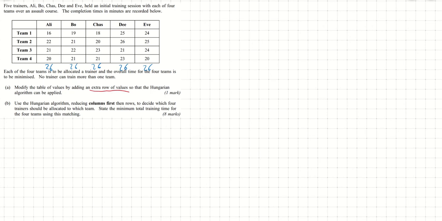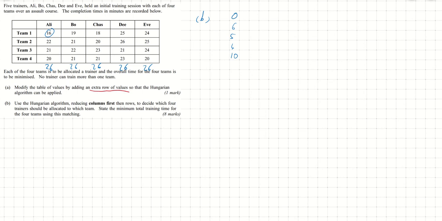Now for part B, we're told to reduce columns first. To reduce columns, in each column we find the smallest number and subtract it from all the other numbers. The smallest number in the first column is 16. So we subtract 16 from 16, we get 0. 16 from 22, we get 6. 16 from 21, we get 5. 20 minus 16 is 4, and 26 minus 16 is 10. So that's the first column reduced.